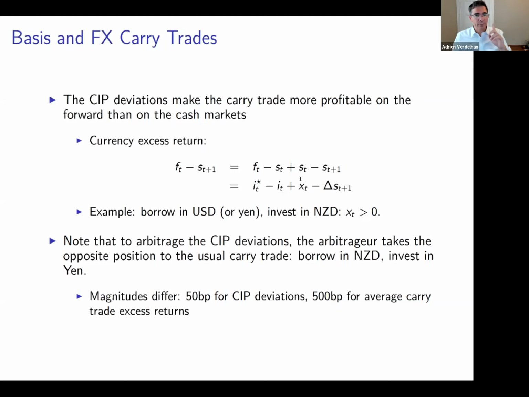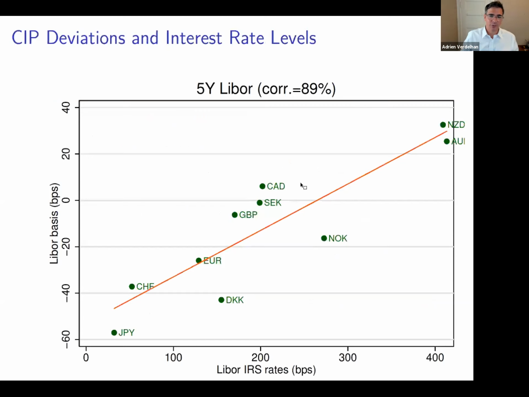But before I go there, let me just make sure that we have the right orders of magnitude. The CIP deviations I showed you are around 50 basis points annualized. But the currency excess returns I showed you in the first part of the talk are 10 times bigger, 500 basis points, right? So we're not talking about the same magnitude. It's not like one is canceling the other. These are two different objects, and those two different objects are clearly related. Let me show you one more graph.